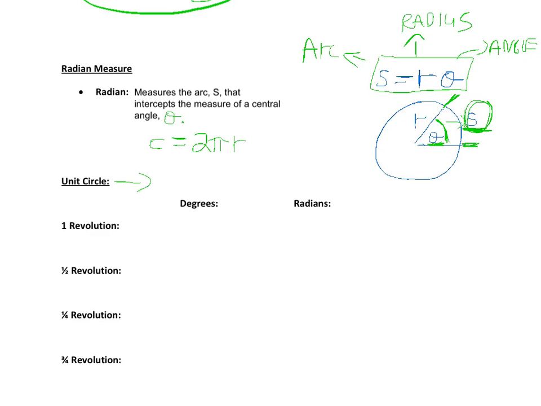Here's the main thing. Why is it called the unit circle? Well, we look at a circle, but specifically for a unit circle, r has to be 1. The radius has to be 1. So if I plug 1 into this formula, 2 pi times 1, the circumference for the unit circle is 2 pi.